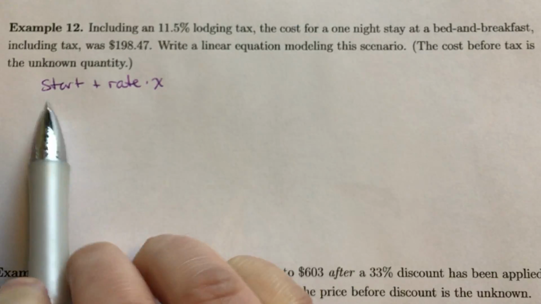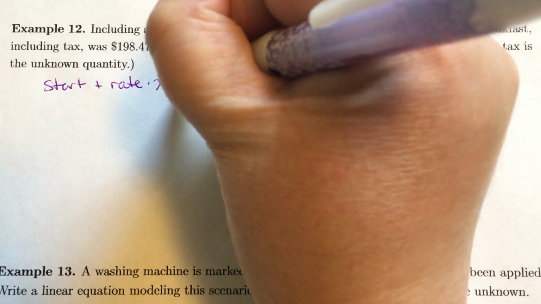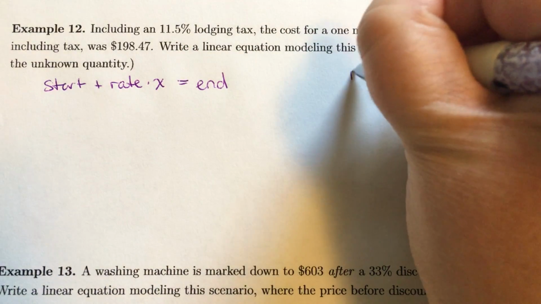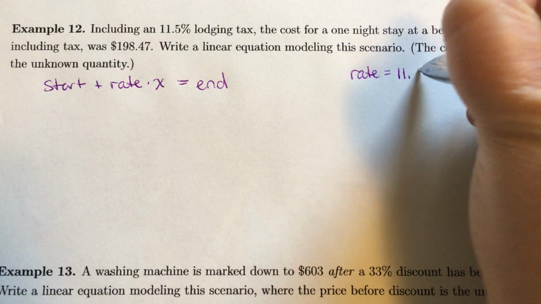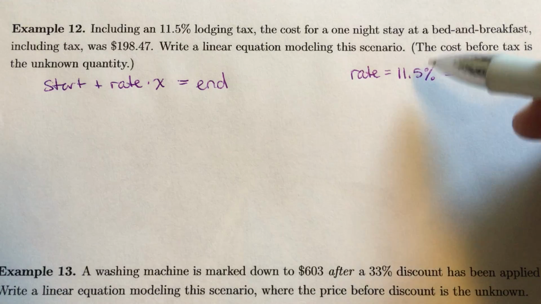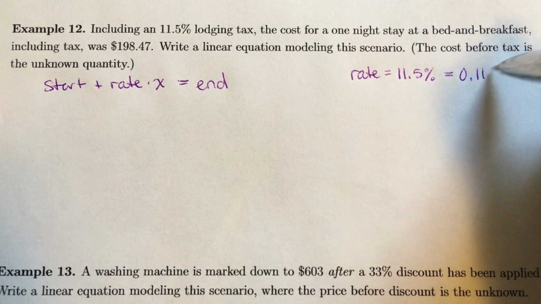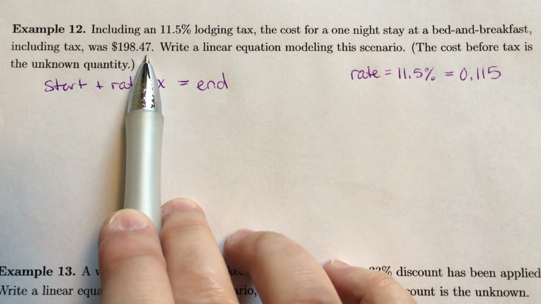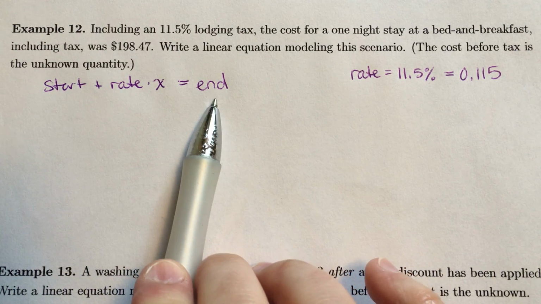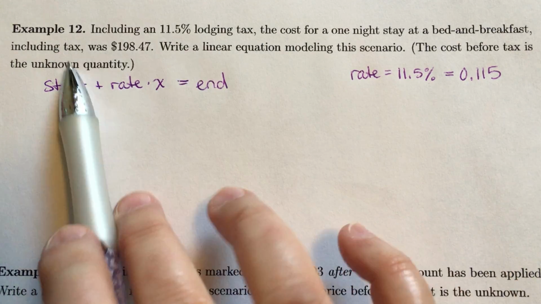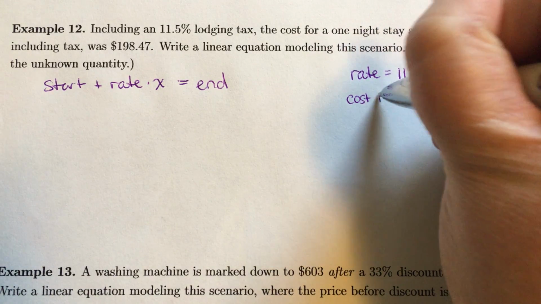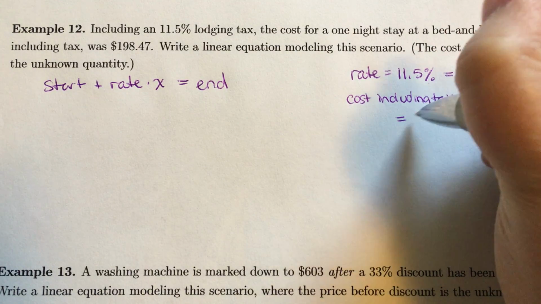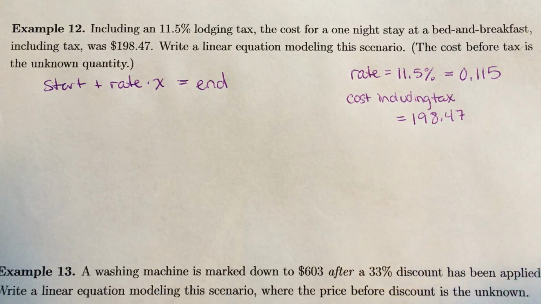most often, which is start plus rate times x equals an ending value. And here the rate is going to be this percentage. So I'm going to write rate is 11.5%, and then convert that percent to a decimal, in this case 0.115. And then we have to figure out what this $198.47 is, because it's either the starting value or the ending value. So for now, I'm just going to put cost including tax equals $198.47.